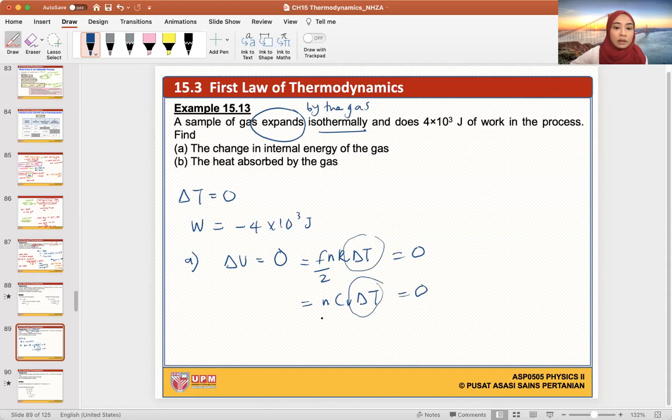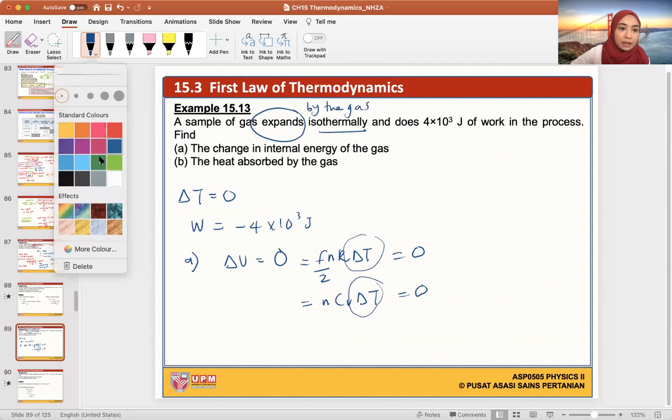If you wanted to use Q plus W, you can, but does it help? Kejap, let me think. You only have W, you don't have Q, so you can't really tell what is delta U. So no, you can't use this one. So delta U is equal to 0. That is the final answer for A.